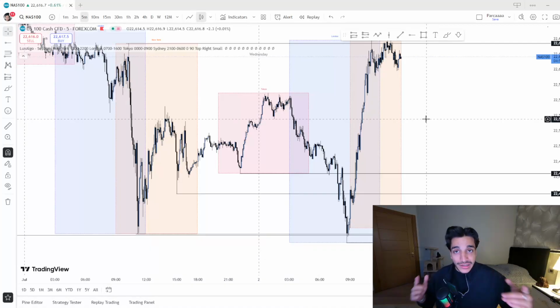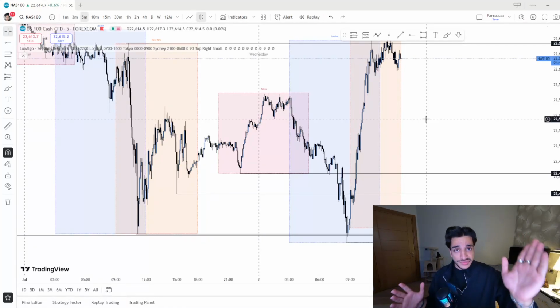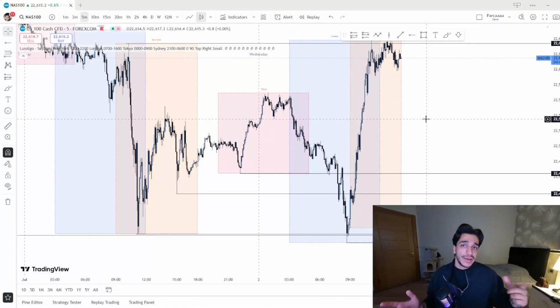So what can I do? Look at what I'm going to look for in this chart. I'm going to wait for a reversal, a break of structure, and my entry signal, which could be a liquidity sweep or a fair value gap. Then I go into the trade.